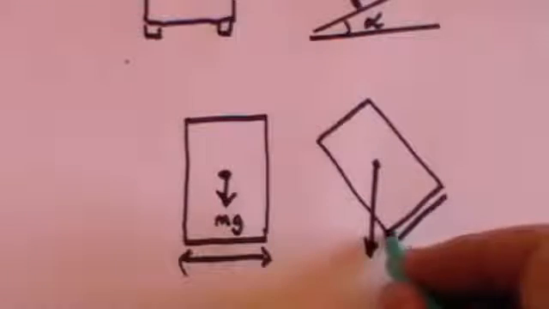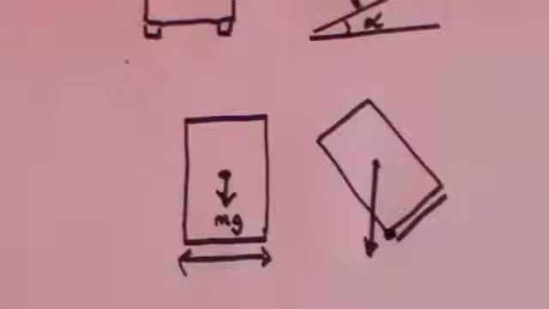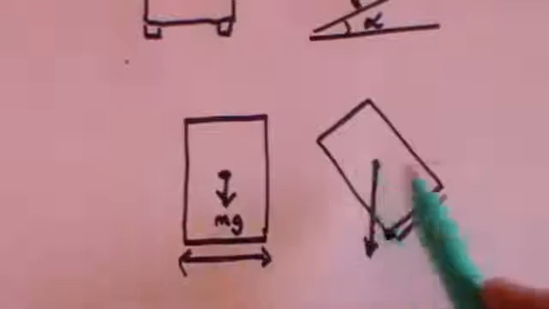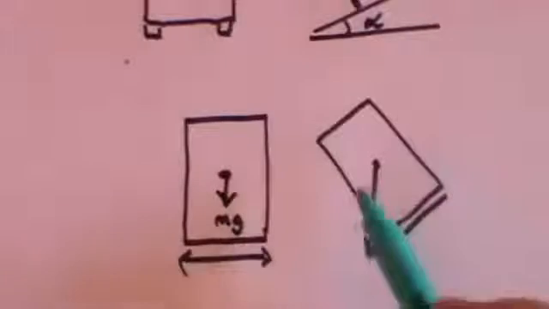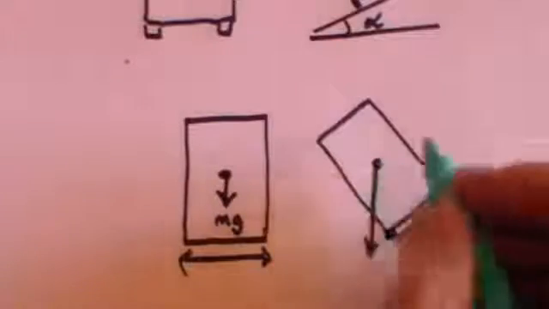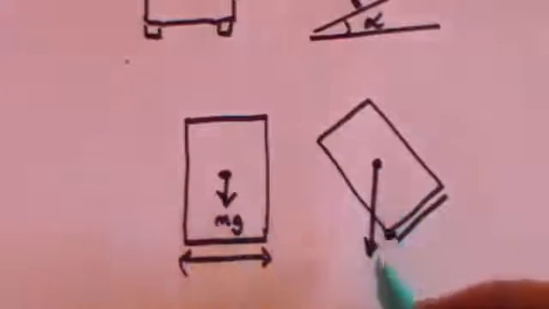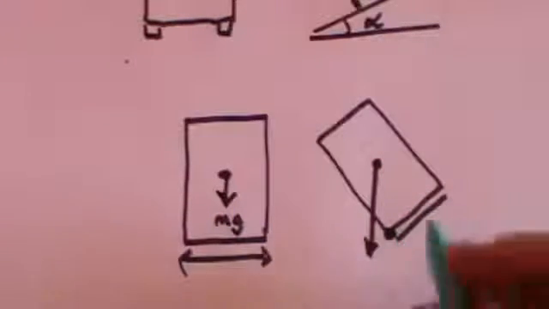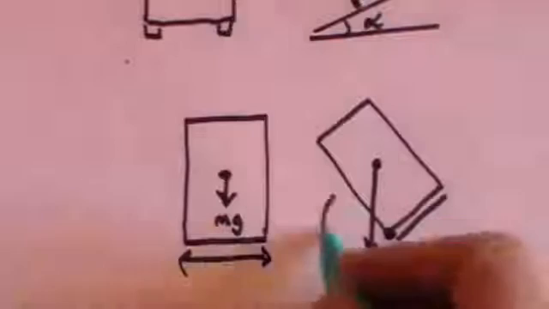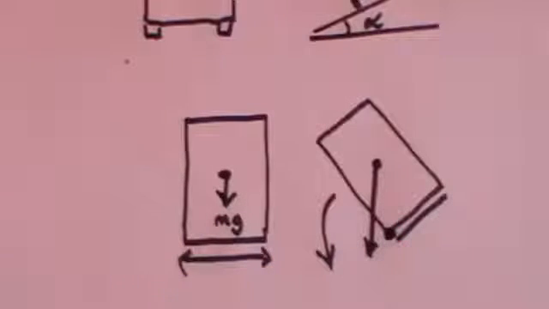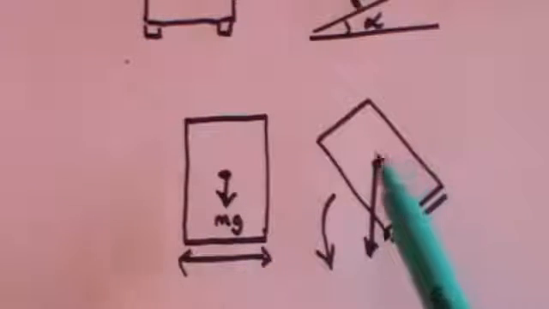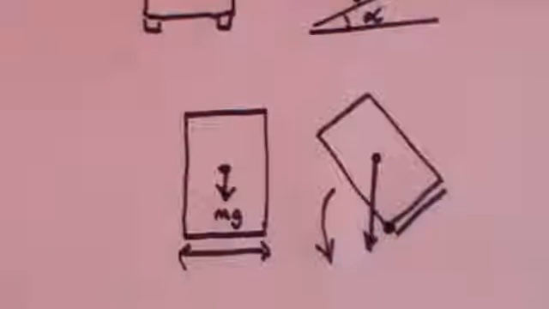Because this is the turning point, or the fulcrum, or the pivot. That's the point at which the whole thing is swiveling. And if we've got a centre of mass, which means that there's a weight acting to the left of that pivot point, it means that there's a moment of a force that is swivelling in that direction, and that's going to cause it to tip.